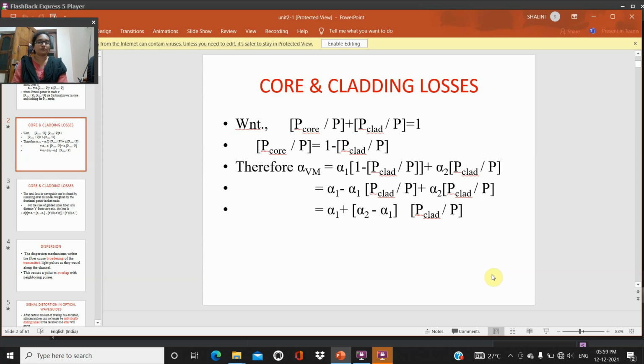Here P clad by P is common. So we are taking the P clad by P as common, and alpha 1 plus (alpha 2 minus alpha 1). This is the core and cladding losses for alpha V comma M modes.